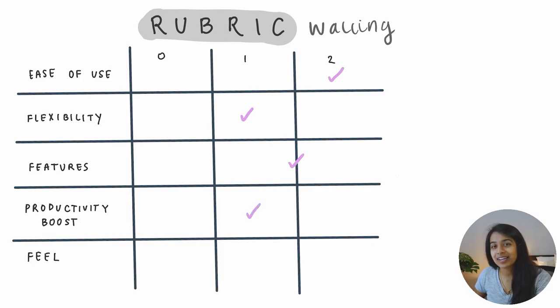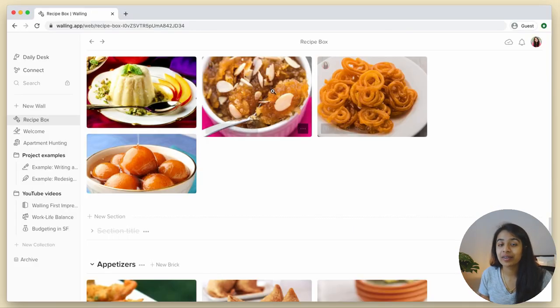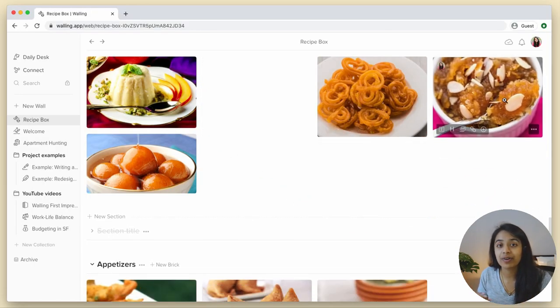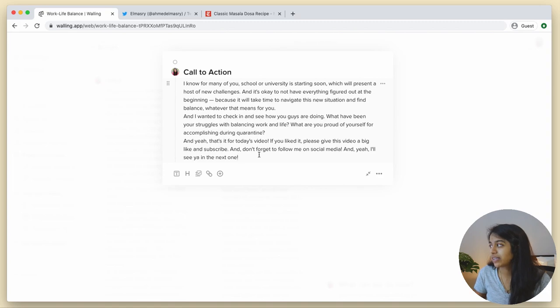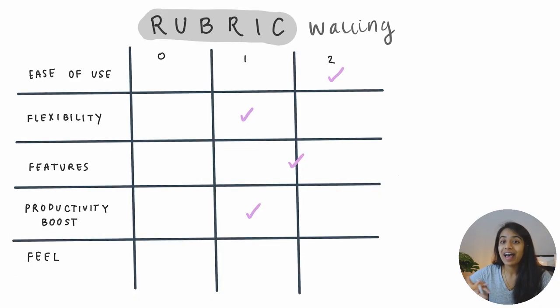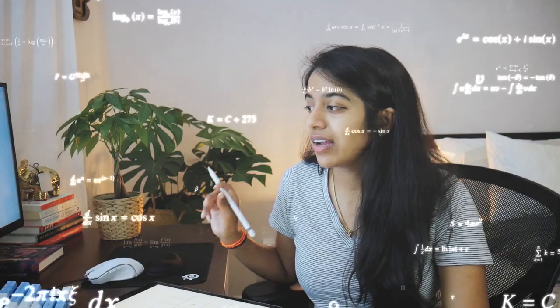The next category is productivity boost. If you're using this app for anything more than brainstorming or for an inspiration board, this is probably going to slow you down. I was a little bit frustrated by the fact that there weren't many shortcuts. The writing experience here is not the most ideal, I think mostly because it's not meant to be a full-fledged text editor. And the last category is feel.